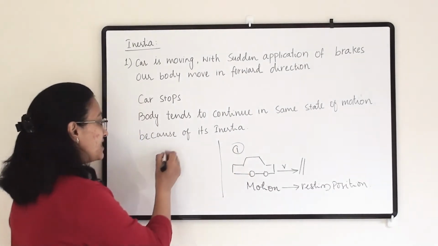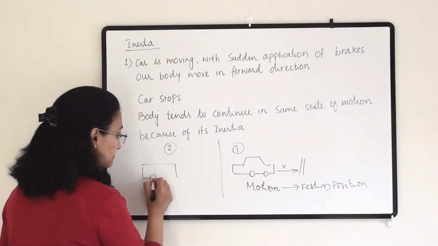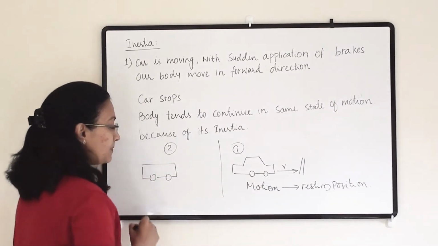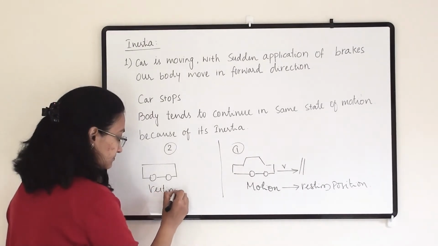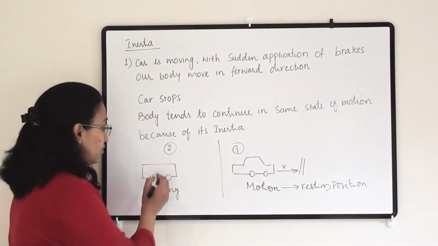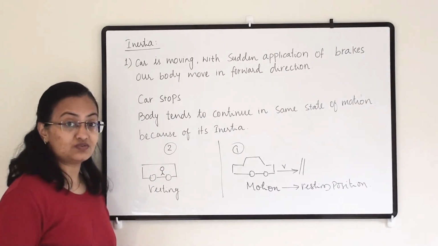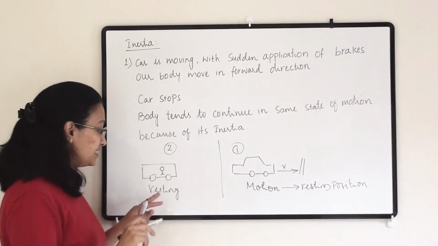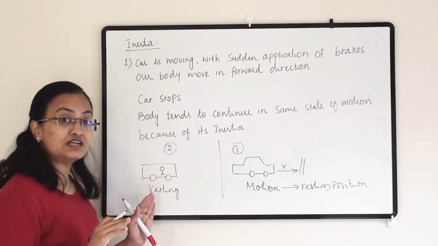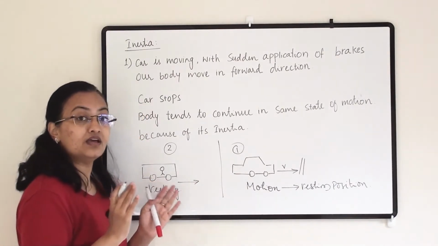Second example we are discussing is a bus, and the bus is at the resting position. A passenger, or we, are standing in the bus, holding a rod. So when the bus is at the resting position and suddenly starts moving, suddenly it comes into motion.